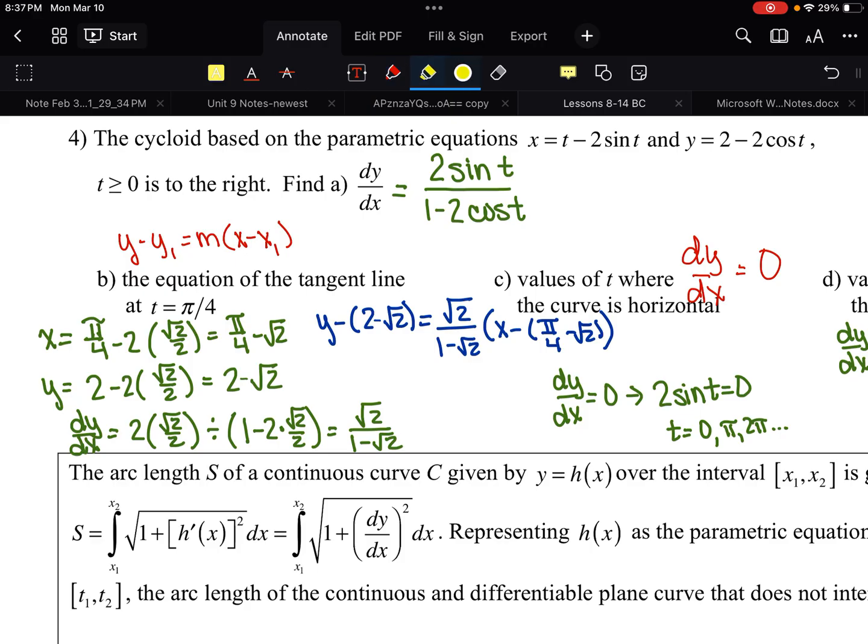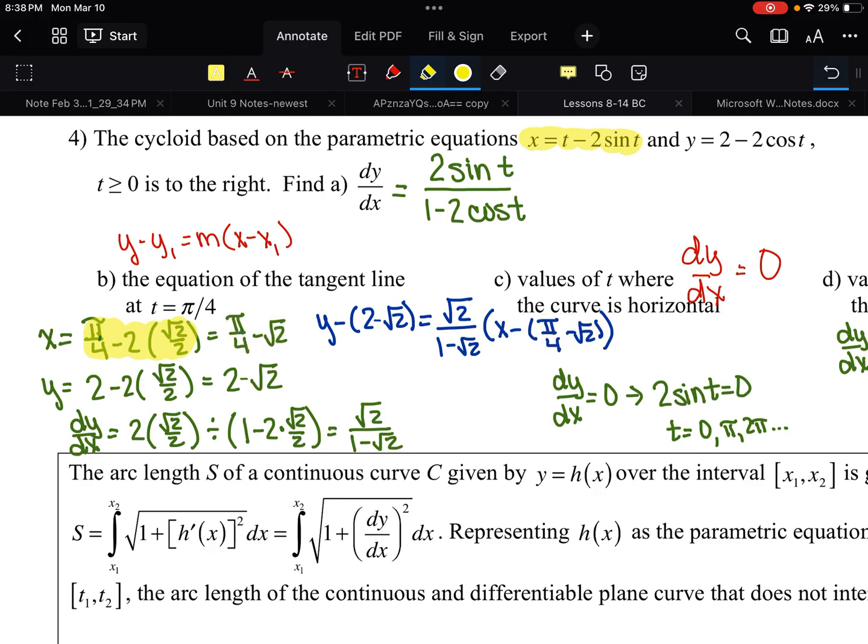So if I need the y coordinate, then I need to plug pi over 4 into the y equation. And when you plug pi over 4 into the y equation, you get 2 minus 2 times root 2 over 2. And then the 2's cancel out, so you get 2 minus root 2. There's y minus my y coordinate. I need x minus the x coordinate, so I plug pi over 4 into the x equation. And I get pi over 4 minus 2 times sine of pi over 4, which is root 2 over 2. And that simplifies to pi over 4 minus root 2. Here is x minus my x coordinate.